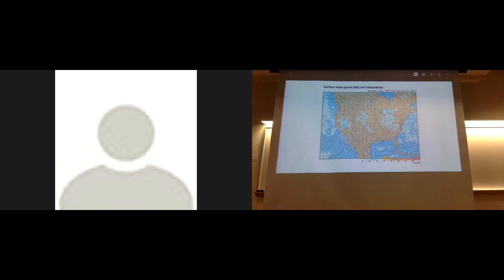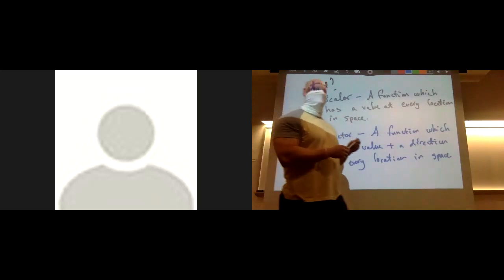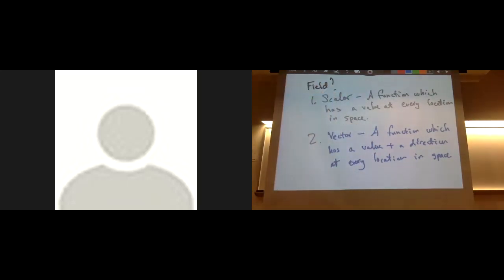Now, electric fields are, of course, vector fields. They have a direction and a value at every location in space. So an electric field then is a vector field which has a value and a direction at every location in space. I'll tell you how we actually determine that in just a second.